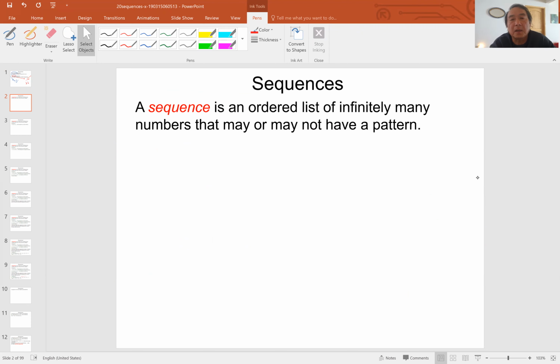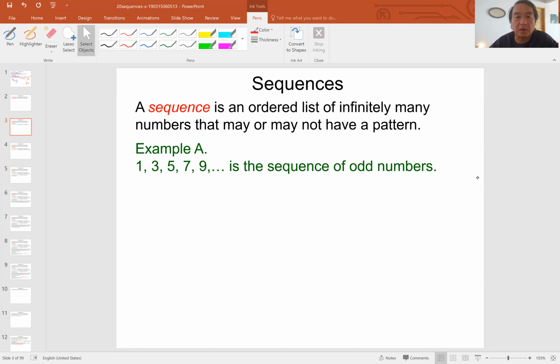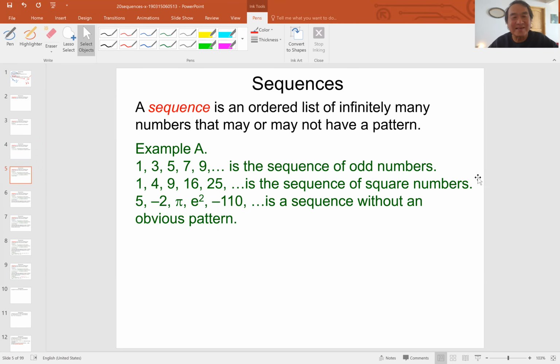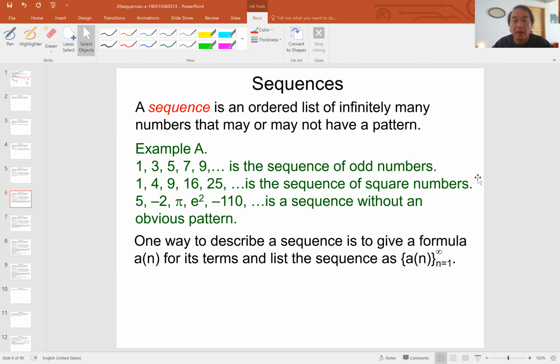So a sequence in mathematics is just an ordered list of infinitely many, usually numbers. It might have a pattern, and might not have a pattern. Here are some sequences with patterns: even numbers, square numbers. Here's a sequence seemingly with no pattern, but who knows? Maybe some aliens can say, "Oh, I know exactly what that is," and I suddenly don't. Whether it has a pattern or not actually is the basis of mathematics.